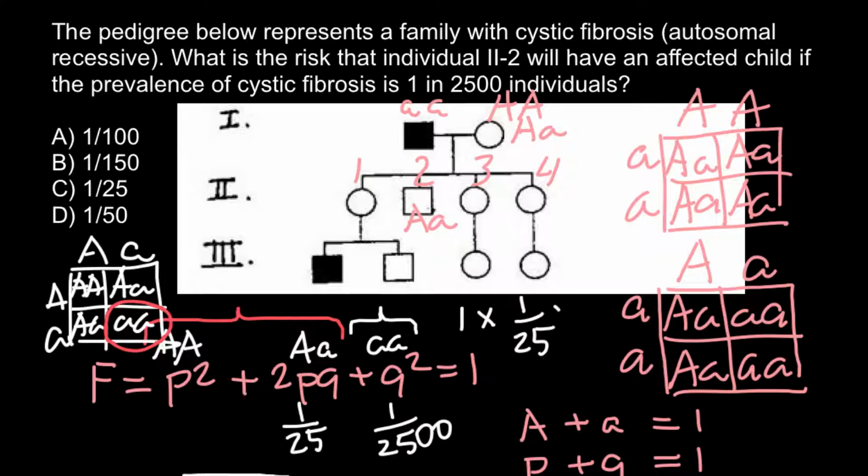So we have to multiply by 1/4. And as you see, the probability for this person to have an affected child would be 1 multiplied by 1 over 25 multiplied by 1/4, which is 1 over 100. So the probability would be about 1% or 1 over 100, and as you see, this is answer A.